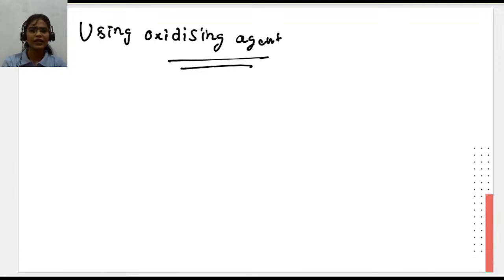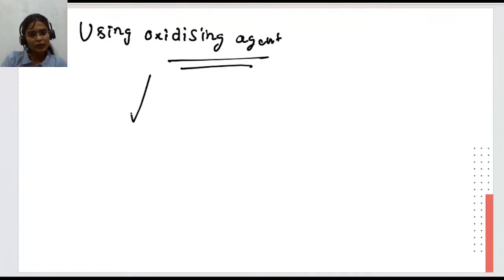So we use the stronger one. There are so many oxidizing agents: KMnO4 can be there, K2Cr2O7 can be there, HNO3 can be there, or copper can be there. Or Mn2O3 can be there. We know so many, right? But we are going to use the basic one. We are not requiring that strong a reaction here.